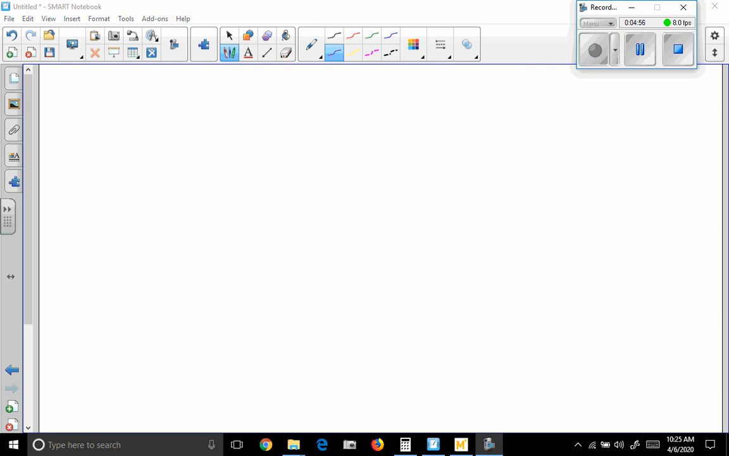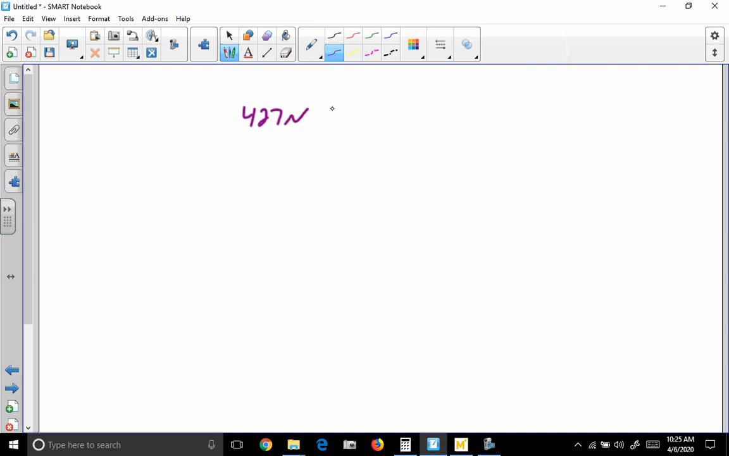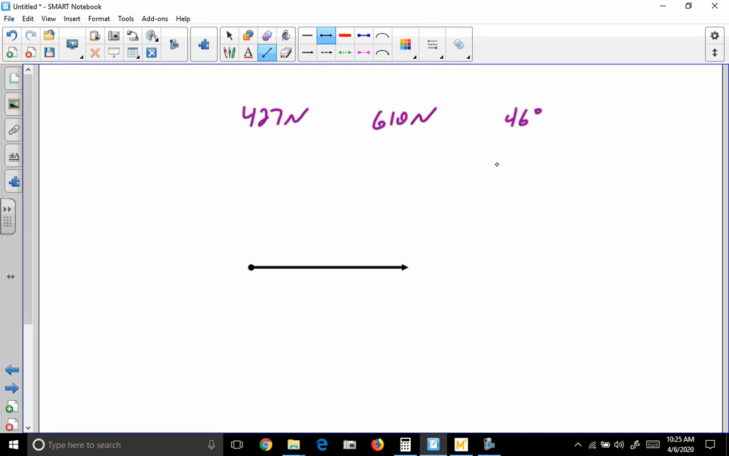So let's do this one. This one says we have a 427 Newton force and a 610 Newton force, and they are acting at 46 degrees between each other. The angle between those two forces is 46 degrees. So if we draw one of the forces, doesn't matter which one, the other one would be the same direction, so a 46-degree angle would be something like this. So we could call this one 427 and this one 610.